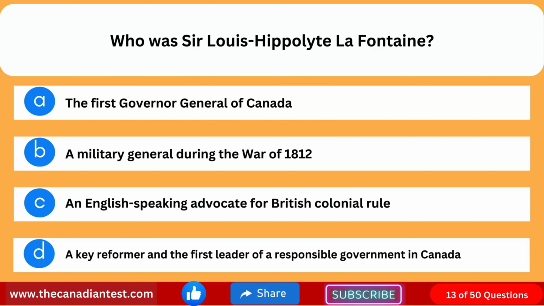Who was Sir Louis Hippolyte Lafontaine? Option A, the first Governor-General of Canada. Option B, a military general during the War of 1812. Option C, an English-speaking advocate for British colonial rule. Option D, a key reformer and the first leader of a responsible government in Canada.